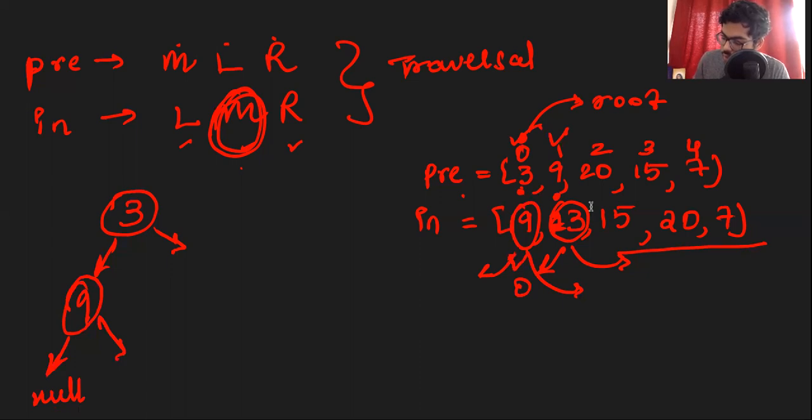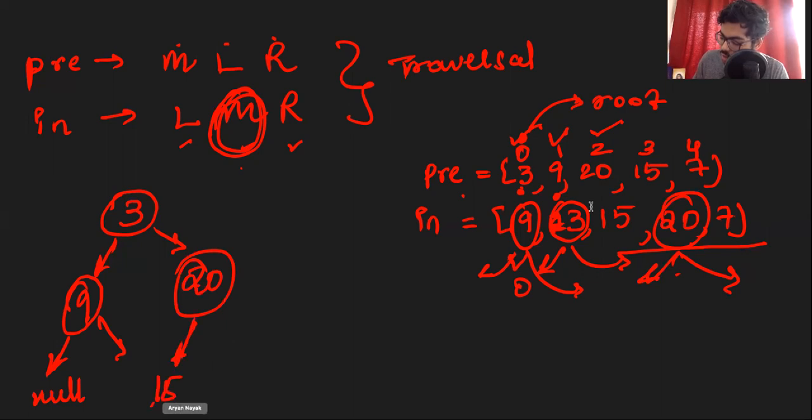Okay. Now we go to the next element, which is 20. Now we find 20 in in-order. We know it's at the third index, so everything to the left would be to the left of the 20, and everything to the right would be to the right of the 20. So 3 will be having 20 to its right, because we know that it's to the right. So 20 would be having left as 15, which is here, and right as 7.